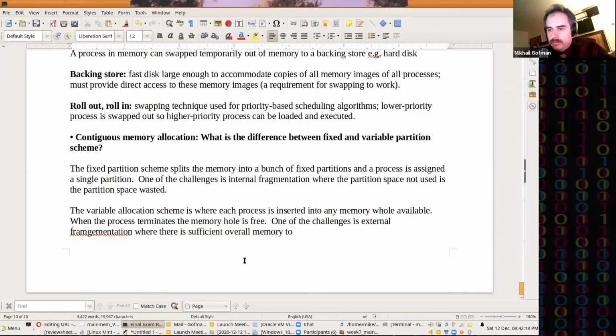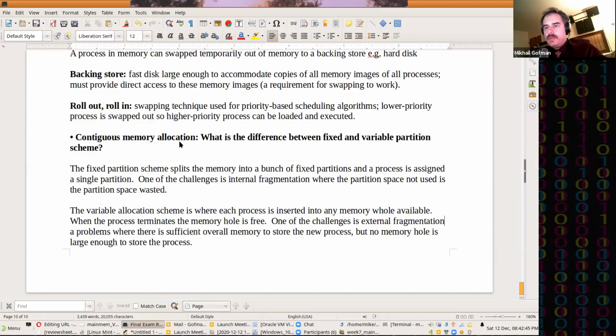A problem where there is sufficient overall memory to store the new process, but no memory hole is large enough to store the process. So let's go ahead and review that. And once again, all this is straight from the slides.